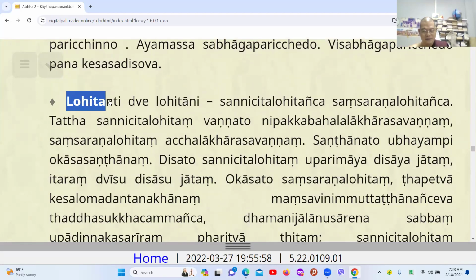Blood here, there are also two kinds of blood. Stored blood, which does not circulate, and circulating blood, the blood that circulates the whole body. So two kinds of blood here.